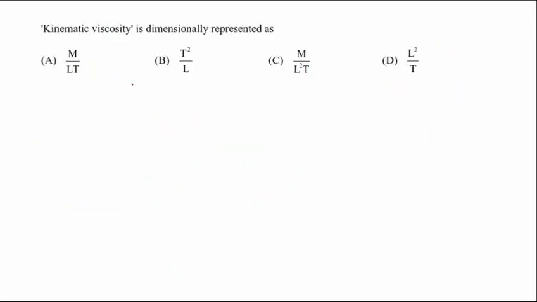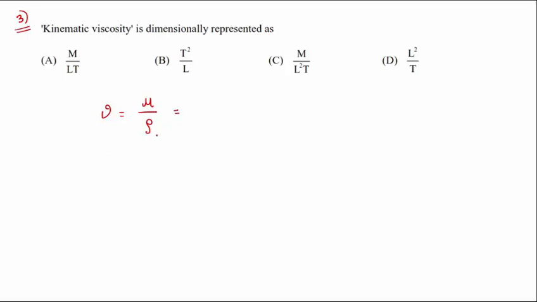Moving to the next question. Third question. A kinematic viscosity is dimensionally represented by. Generally, when we talk about kinematic viscosity, it is denoted by nu. The ratio of dynamic viscosity to mass density.